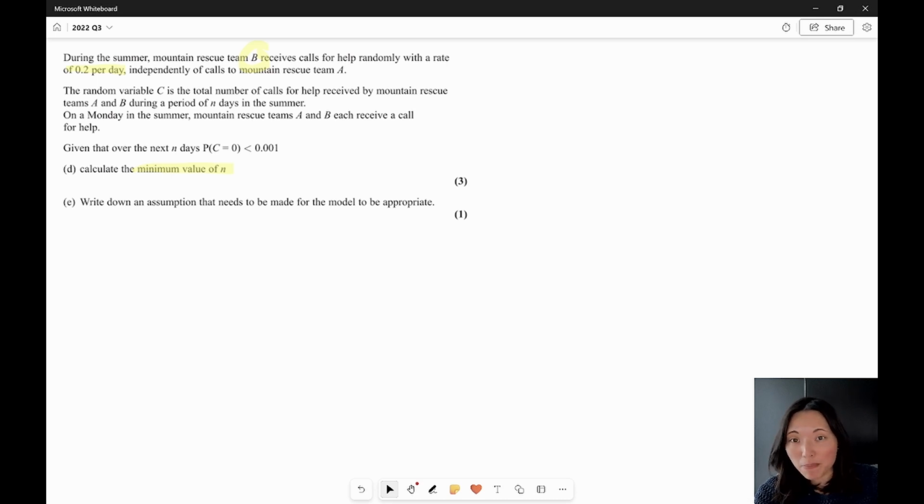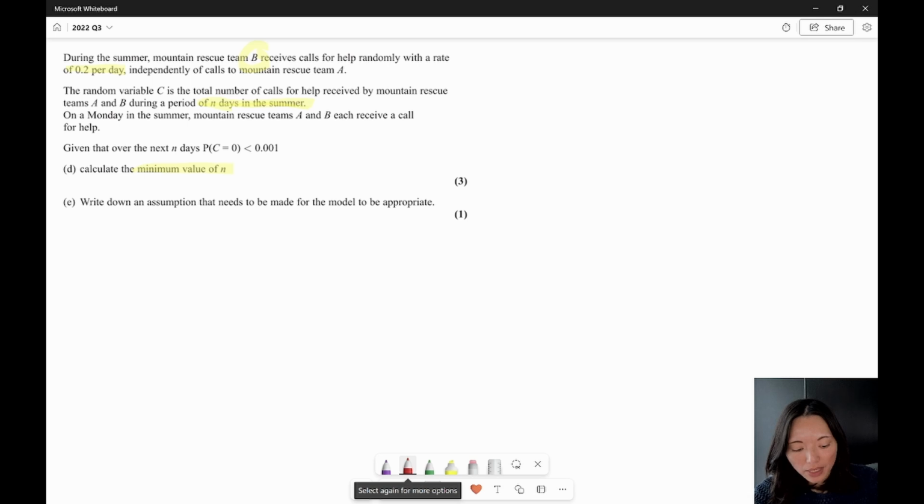Right, okay, so there's quite a bit in the question, so let's try and break it down. Let's try and write down in mathematical notation what we know from the question. The important thing for us to first of all note is that we've been given the rate of calls for rescue team B of 0.2 per day, but then in the question itself, it talks about N days in the summer. So again, we can assume that the calls happen independently of each other on different days. And then we can write down the distribution for the calls happening for team B.